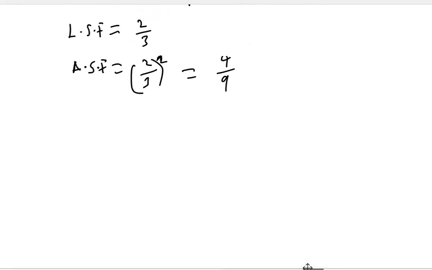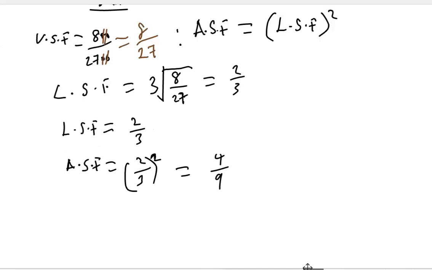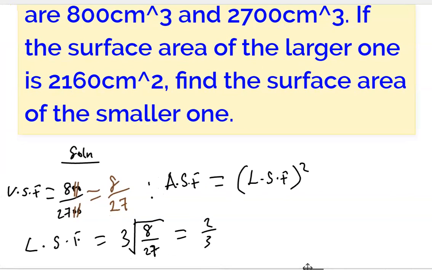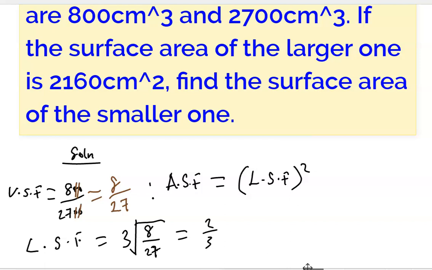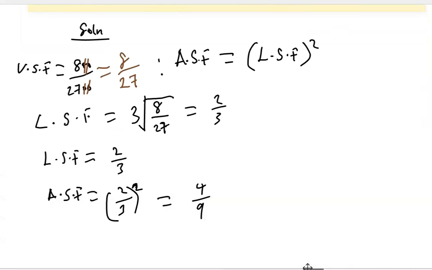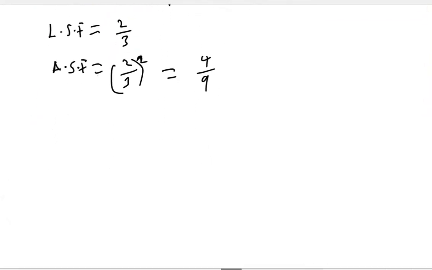Now we can find the surface area of the smaller one, because what we have here is the area scale factor. Going back to the question, our target is to find the surface area of the smaller one, bearing in mind that the surface area of the larger one is 2160. So 4 over 9, which we got as the area scale factor, will be equal to the area of the smaller one, which we call x, divided by the bigger one given in the question, which is 2160.